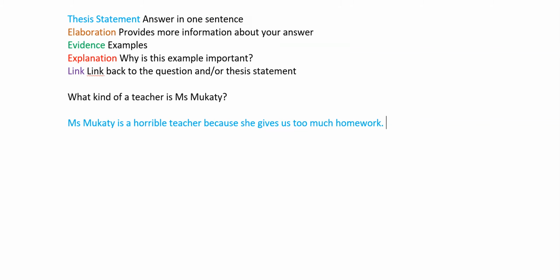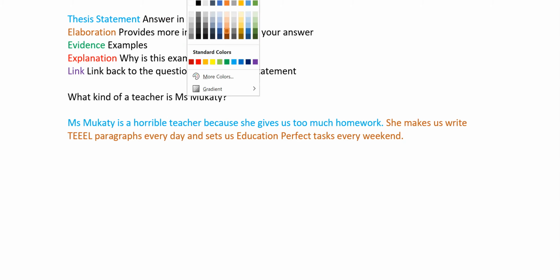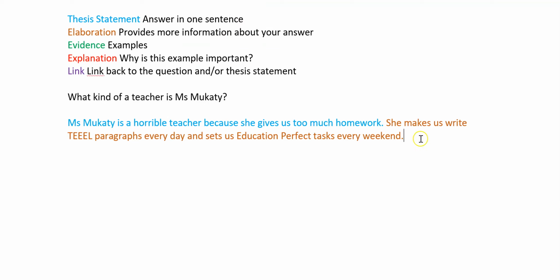Then we go into the elaboration, where we're going to provide a little bit more detail. So here we go. She makes us write TEEL paragraphs every day and sets us Education Perfect tasks every weekend. Now, I've given a little bit more information about why Miss Mukaty is a horrible teacher and what kind of homework she gives us. Then we have the evidence. So let's try and get some good evidence in.